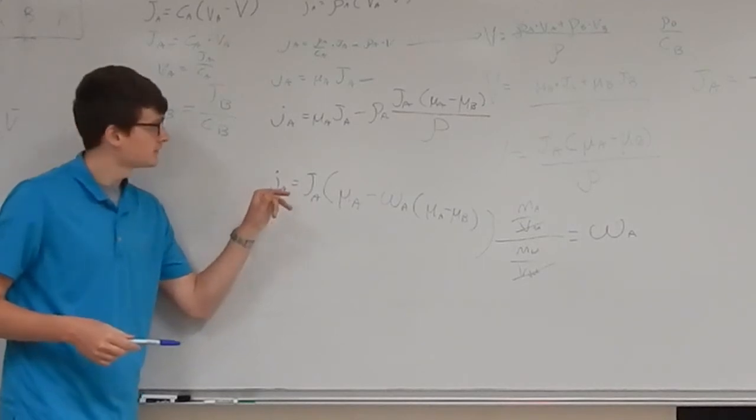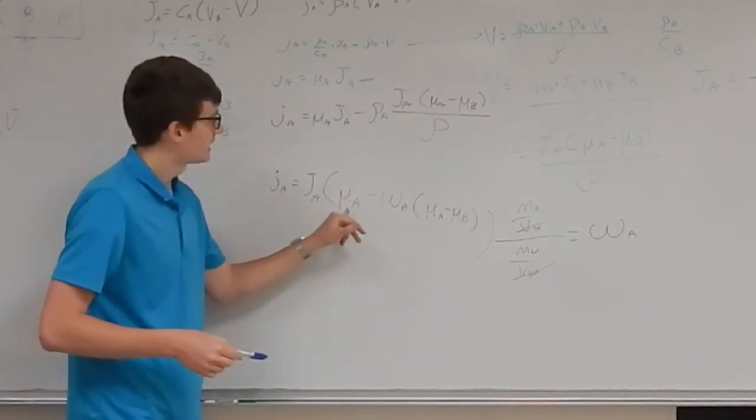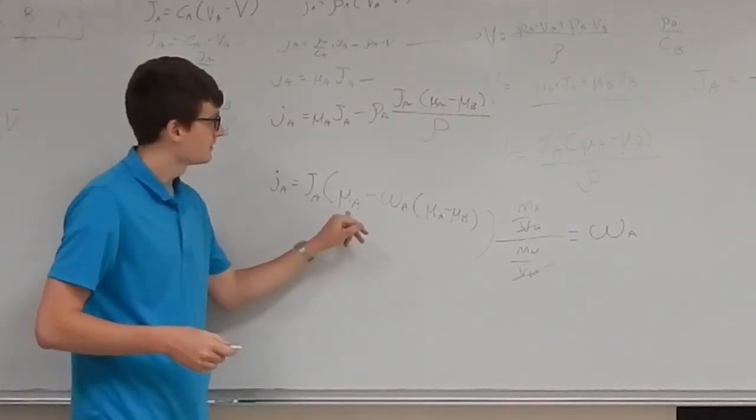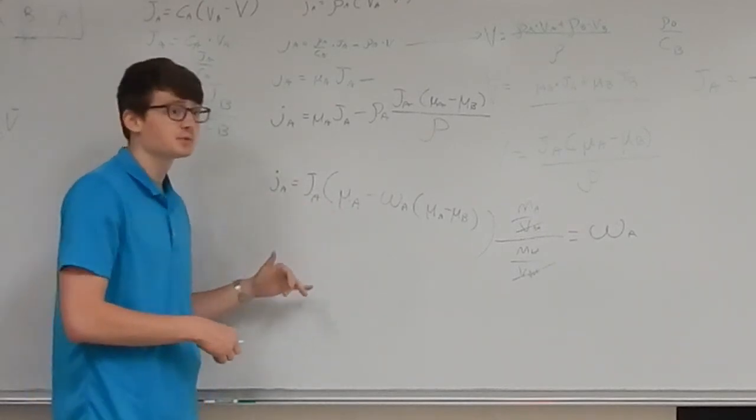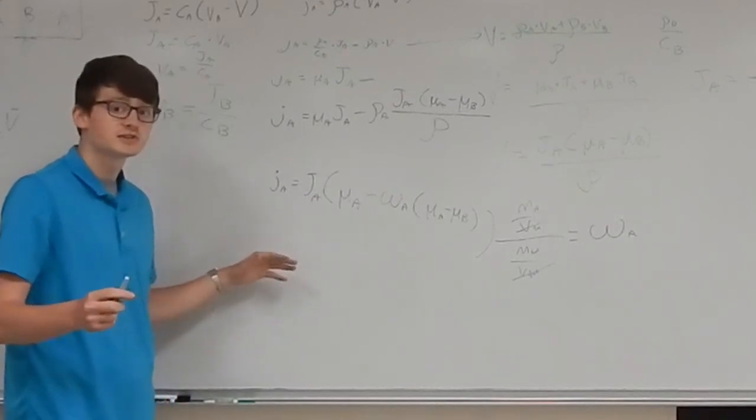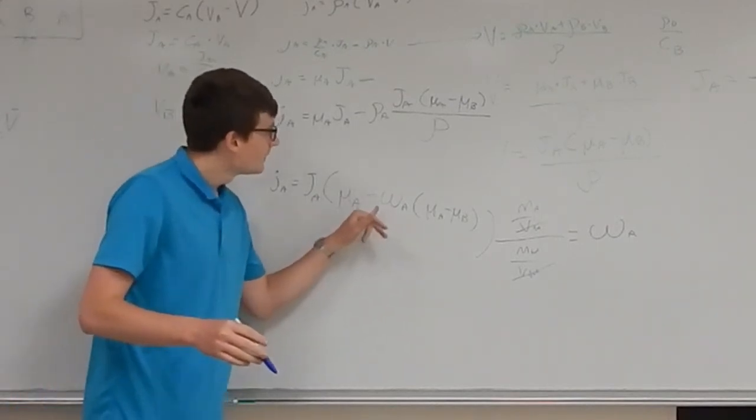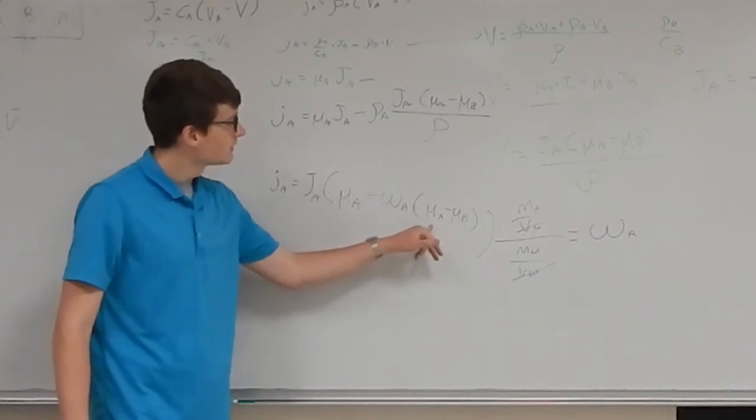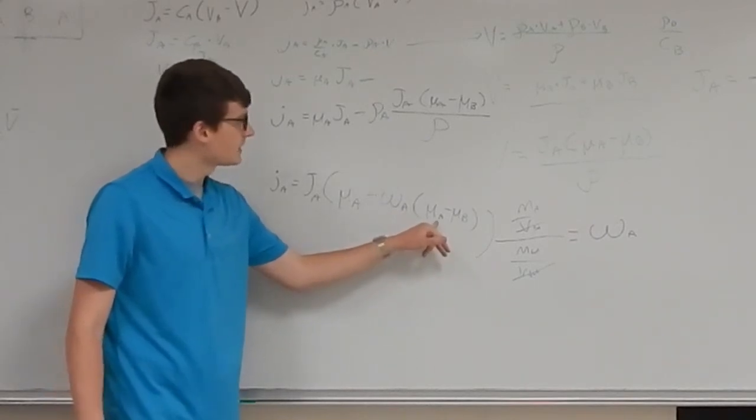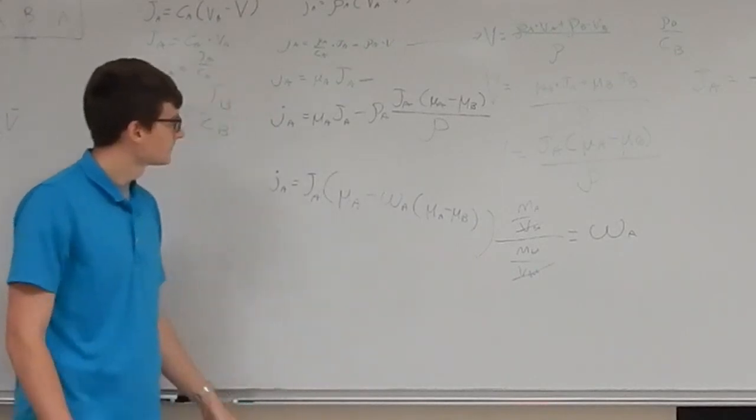Mass diffusion flux is molar diffusion flux times the molecular weight of A, and by the way, of course, I mean of component A for both of these. This isn't the relationship between those two things for the system as a whole. Minus the mass fraction of A times the difference between the molecular weight of A and the molecular weight of B.